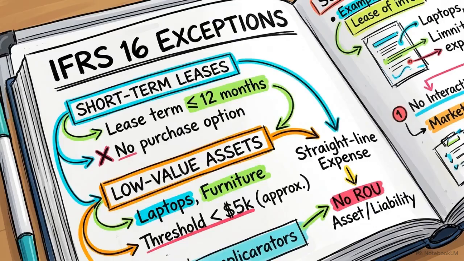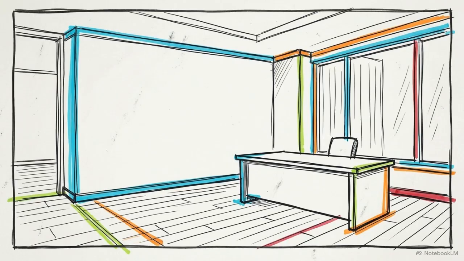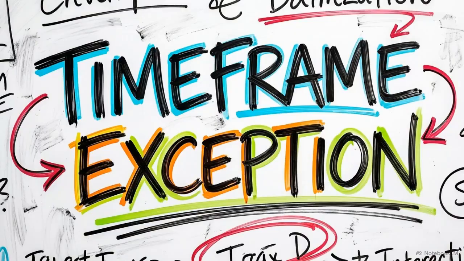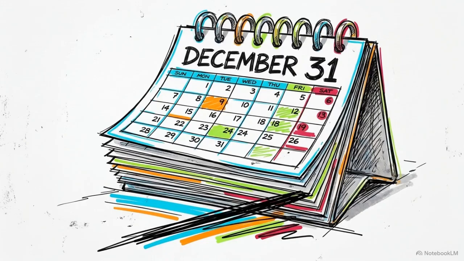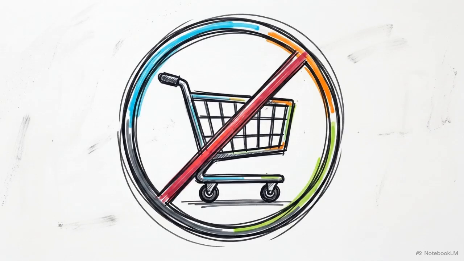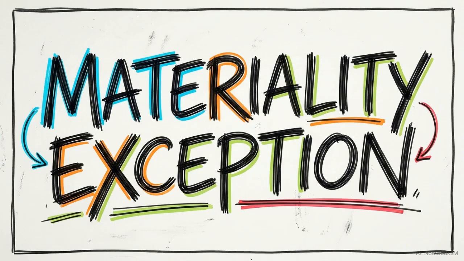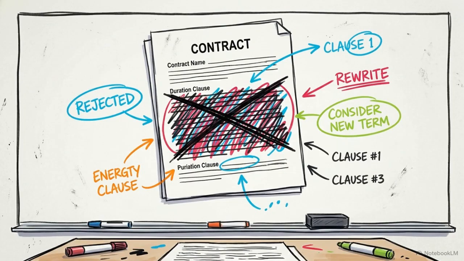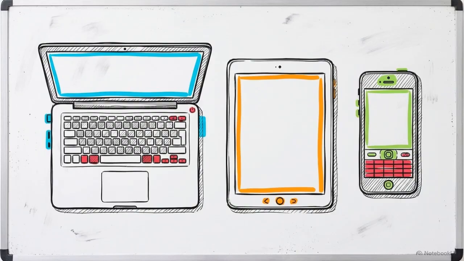Despite the mandate to capitalize control, the standard provides 2 specific exemptions that allow entities to keep leases entirely off the balance sheet. The first is the short-term lease exemption. This applies strictly to leases with a term of up to 12 months, provided there is absolutely no purchase option attached. The second covers low-value items. This exemption relies on the nature of the asset itself, regardless of how long the lease lasts. It targets operational commodities like laptops, tablets, and mobile phones.